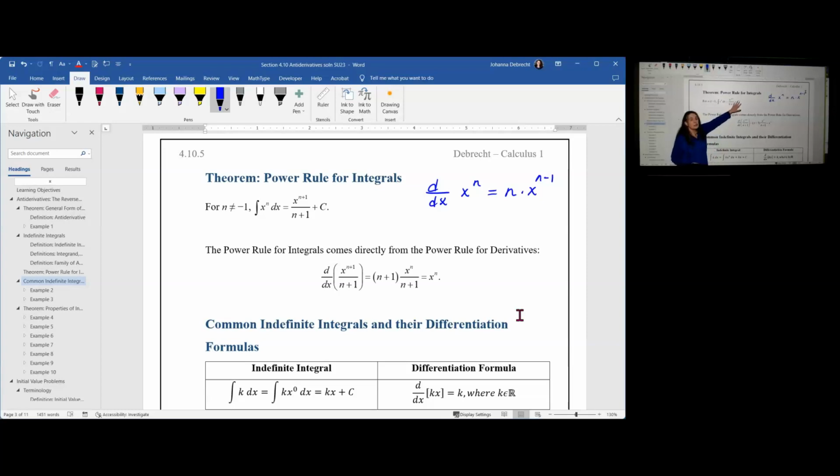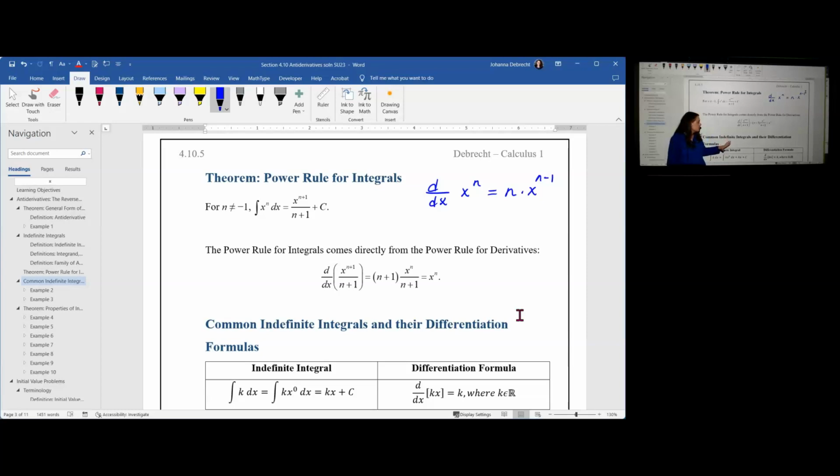If you want to check that this rule works, you can take the derivative of the antiderivative, which is the indefinite integral. The derivative of x to the n plus 1 over n plus 1 is going to give us the n plus 1 to the front times x to the n, divided by the n plus 1, which does not depend on x. The n plus 1's cancel, and you get x to the n. You may wonder why I didn't include the constant, but the derivative of the constant, of course, is 0.